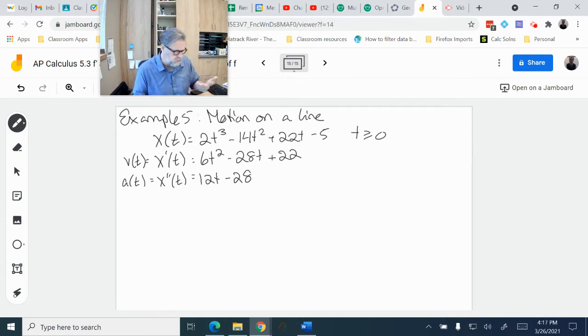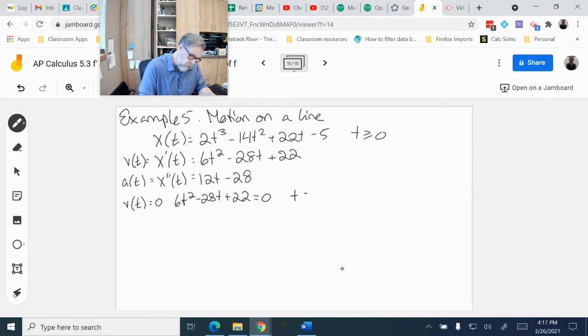So now, looking back, what we need to do is find out where each of these is positive, negative, or 0. So we'll start with velocity equal to 0. 6t squared minus 28t plus 22 equals 0. Given that this looks fairly complicated, I could have done some factoring, but it was easier just to plug it into my calculator using the quadratic formula. And what I got was t equals 1 and 3.667, rounding off to 3 decimal places.